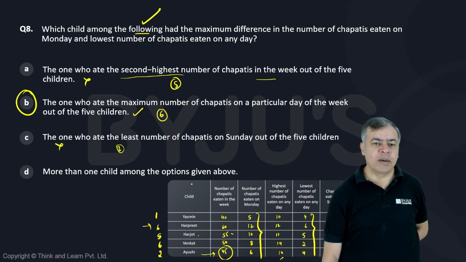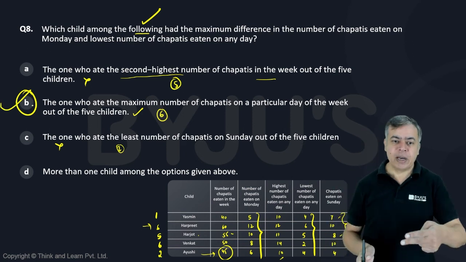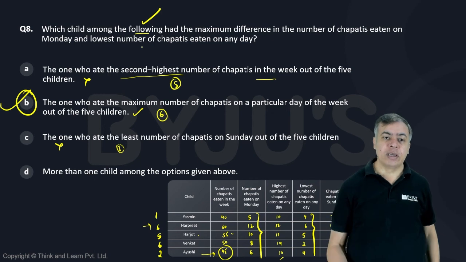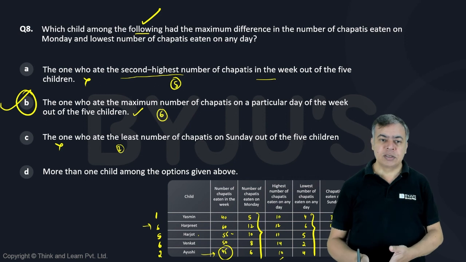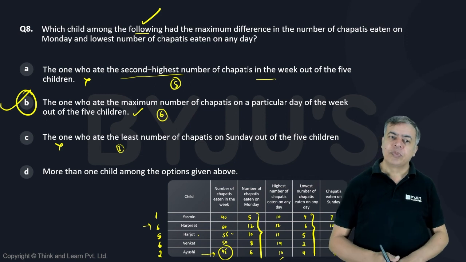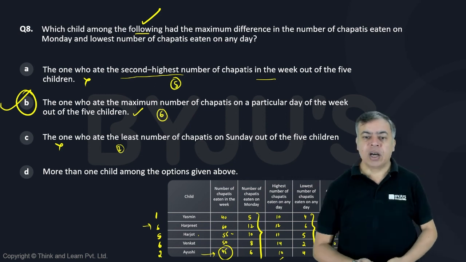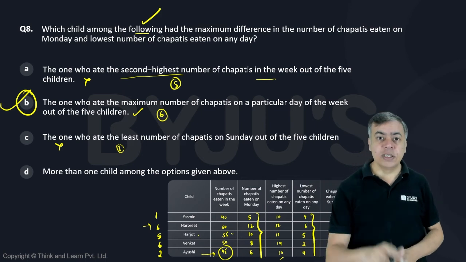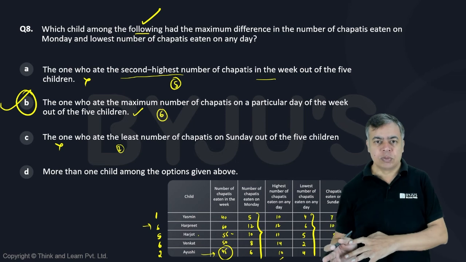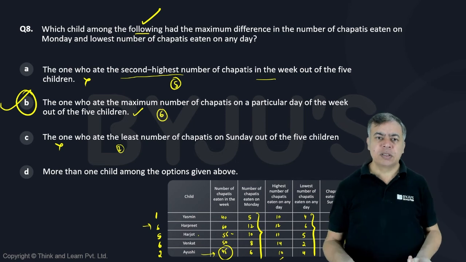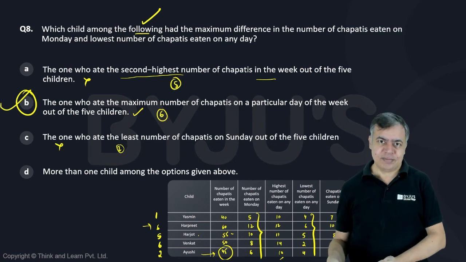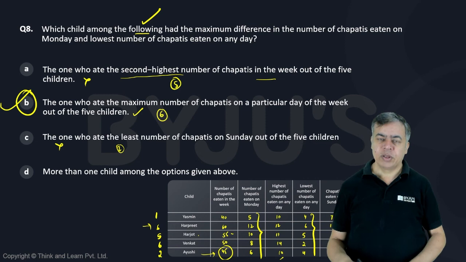So more than one child among the options given above. Among the options there is only one, right? Actually there are 2 people having that difference as 6. But because he is talking about which of the following, among the options there is only one correct, that is option B. That will be Venkat having the difference as 6. That is the maximum difference out of these following. Otherwise there is Harpreet also, but that is not in the options. Because in the D option also he is saying more than one child among the options, and Harpreet is not in the options. Okay.